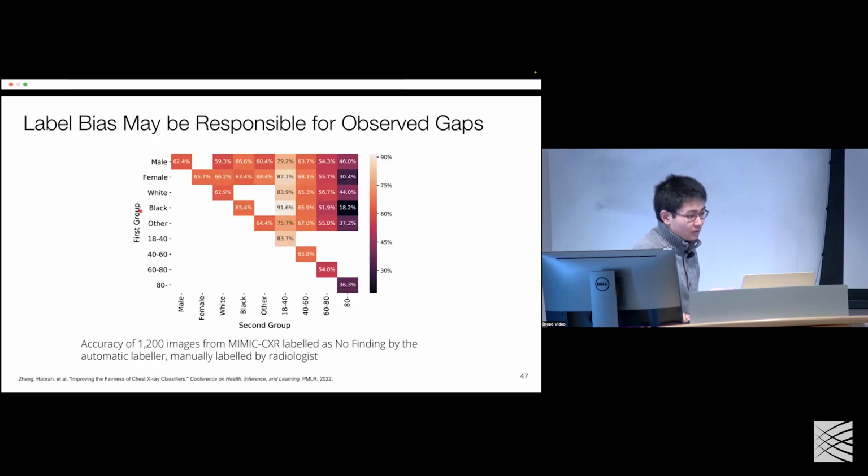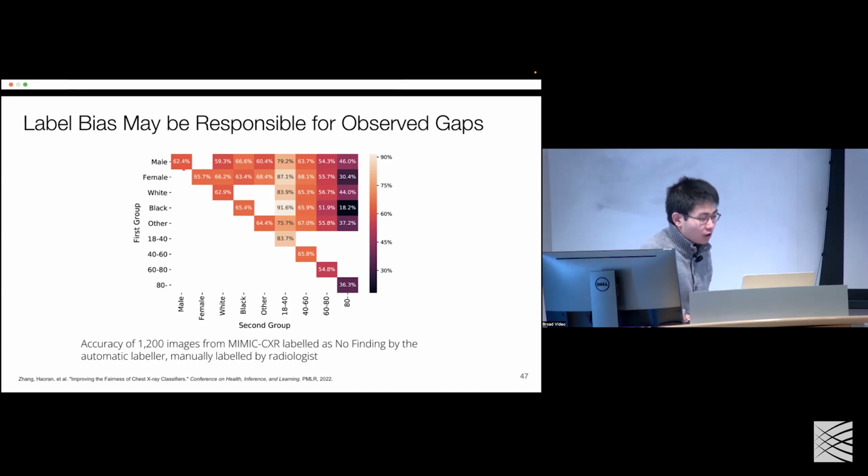In our paper, we tackle this question. This is one of the questions we tackle, where we got a radiologist to manually label about 1,200 images from Minimax CXR for us. These are images labeled as no finding by the text labeler, and then we manually labeled these with the radiologist. What's shown here is the performance of the text labeler, the agreement essentially between the text labeler and our radiologist for each of the groups.